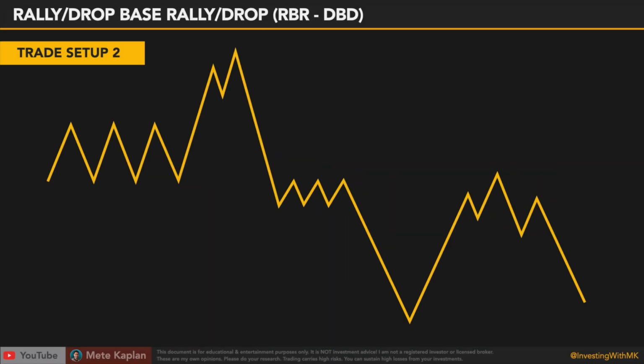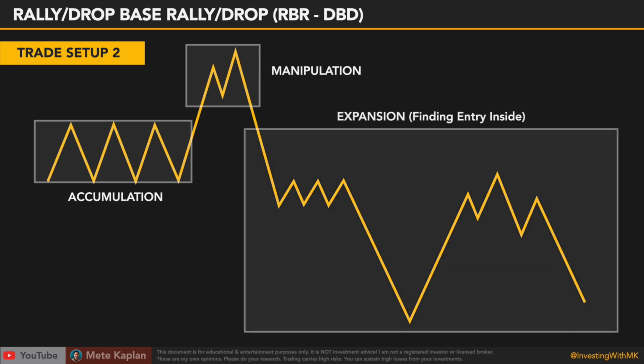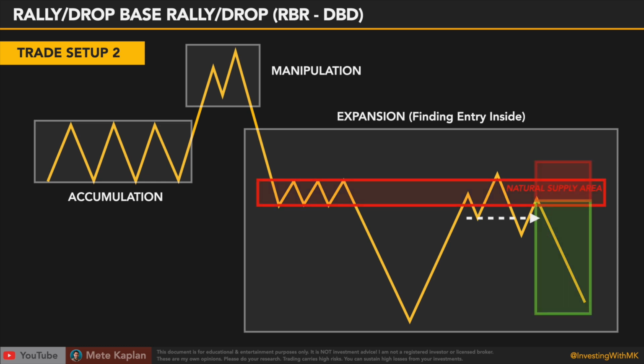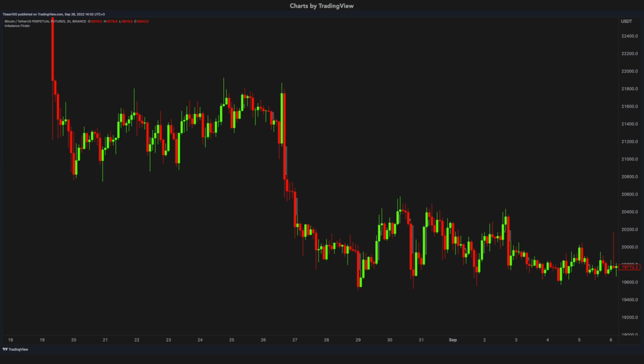The second type of entry is just a bit more complex. You may need time to learn it. It mostly happens with the power of 3. As you remember, PO3 is all about 3 stages: accumulation, manipulation, and the expansion. The expansion phase generally creates many rally-based rally or drop-based drops. These are great places to look for this pattern and wait for a possible entry. Let's see an example. Okay, I want you to stop the video and point out the power of 3 for me.